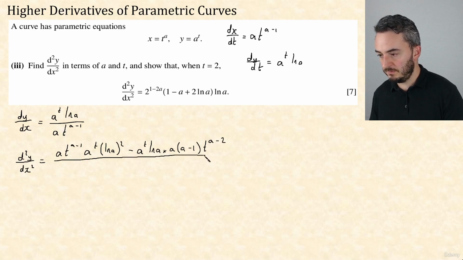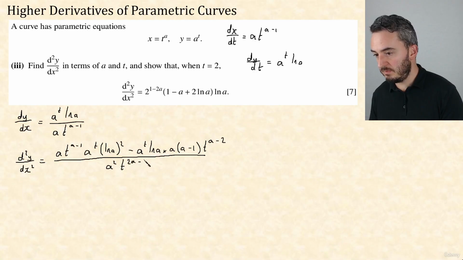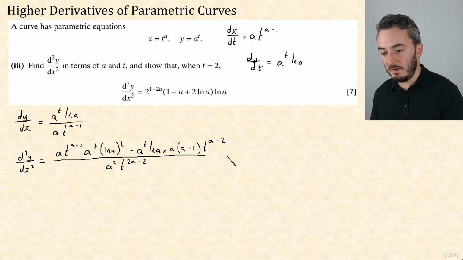All over v squared. So squaring each term, that's a squared. And then squaring t to the a minus 2 just doubles the power, t to the 2a minus 2. Now I need to multiply through by dt by dx. That's the reciprocal of this, so that is just dividing by that. In fact, I'll just pop that down here then. So I'm multiplying by another a and t to the a minus 1.